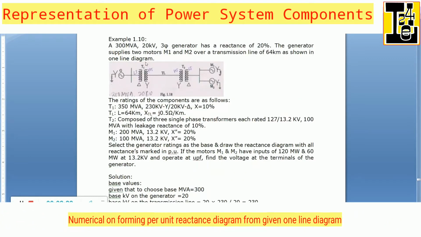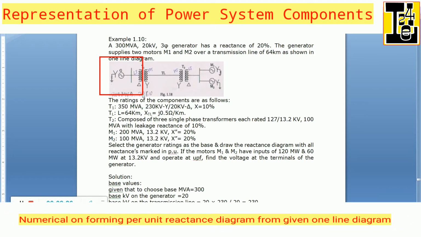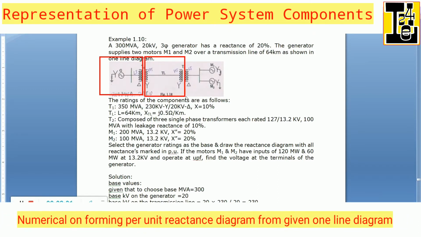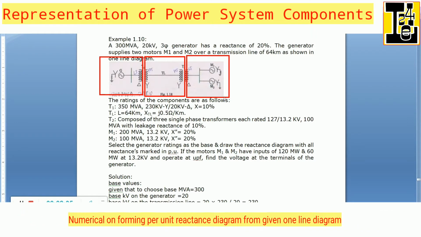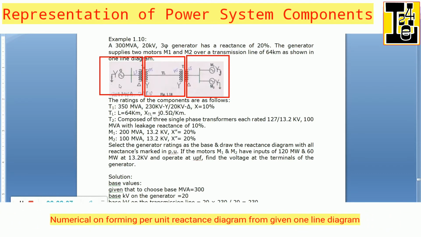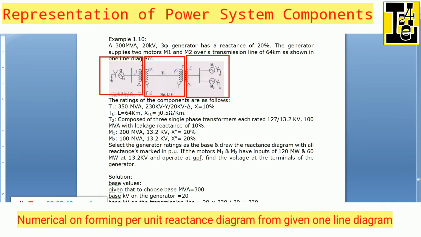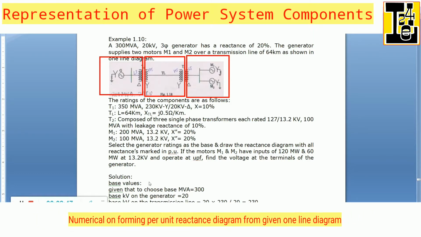As there are three sections here, this is the first section, this is the second section, and this is the third section. So there are three sections. In the first section already the base kV is given, that is the generator rating itself as a base in the first section, that is 20 kilovolt.